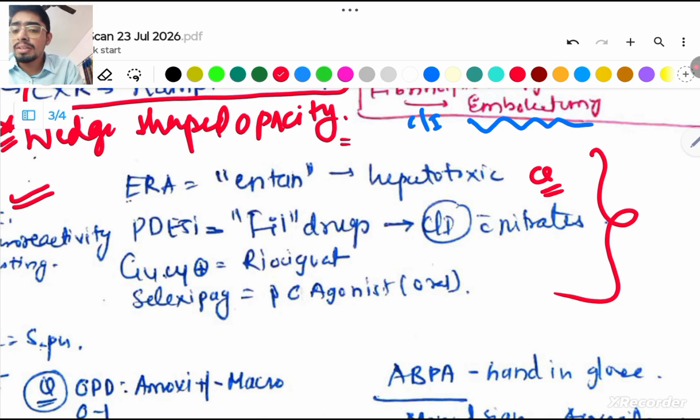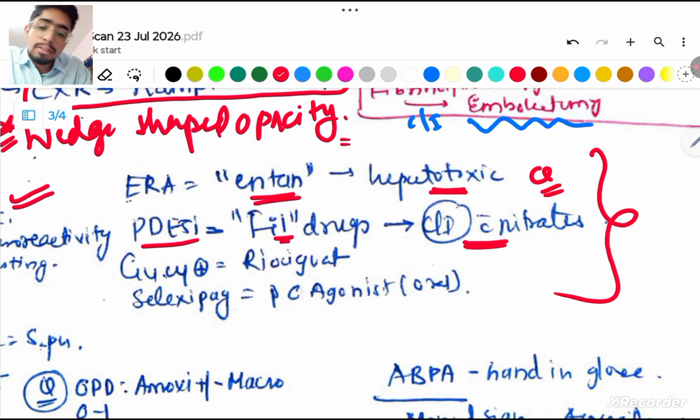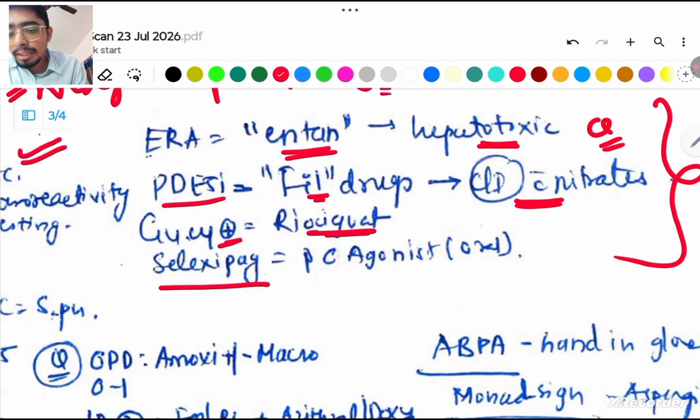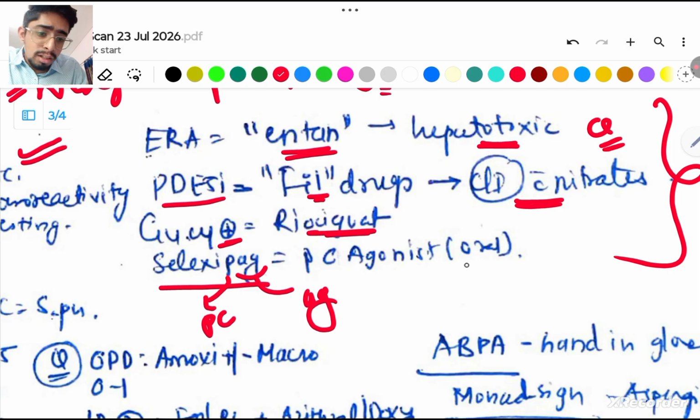So we have endothelin receptor antagonists, which are the entans, so ambrisentan. Yes, entans, ambrisentan. Hepatotoxic drugs. Okay, we have PDE5, phosphodiesterase 5 inhibitors, which are basically the fil drugs, sildenafil, tadalafil. They are contraindicated with nitrates. Now we have guanylate cyclase stimulator, which is your riociguat. Okay, you have selexipag, which is a prostacyclin agonist, which is an oral drug.